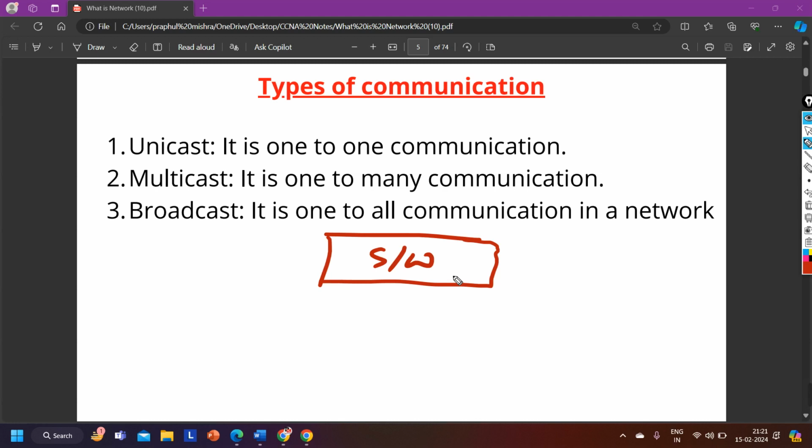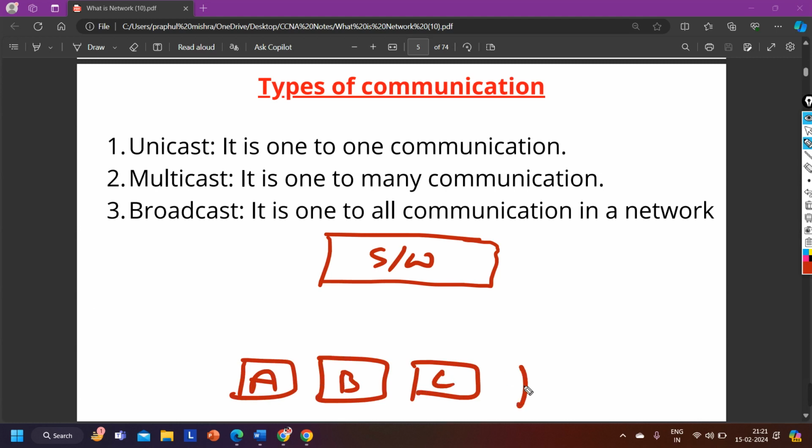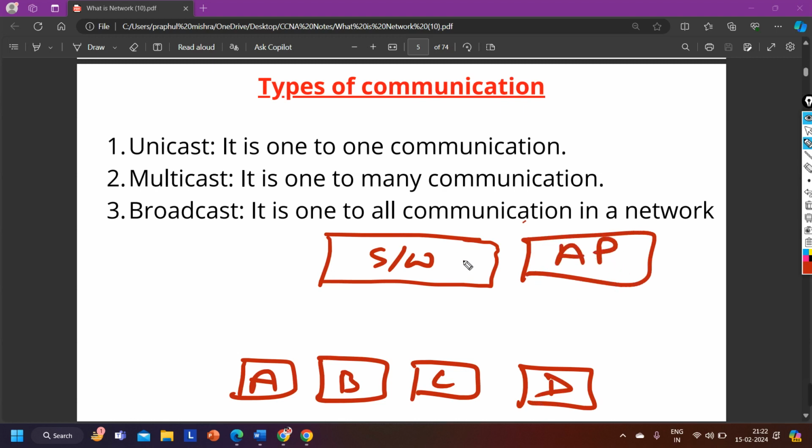Clear? For now? Okay. See, now I have a few computers: computer A, computer B, computer C, computer D. Instead of a switch, I can use an access point as well, an AP. Again, AP and switch are both used to connect multiple networking devices together. A switch connects multiple devices through wire, and an AP connects multiple devices through radio frequency.